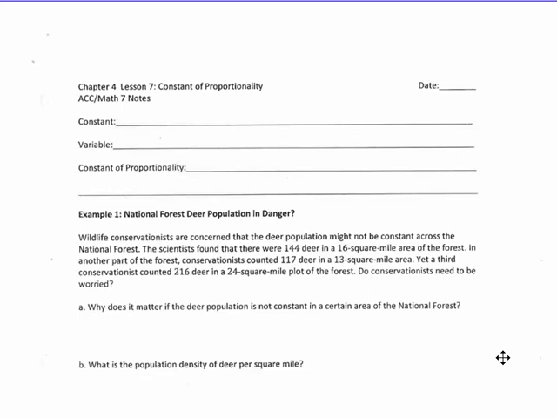So a constant is talking about a unique number. And it's not changing. Right? Something that's constant doesn't change. A variable is a letter that represents a number. We know that from our algebra chapter.